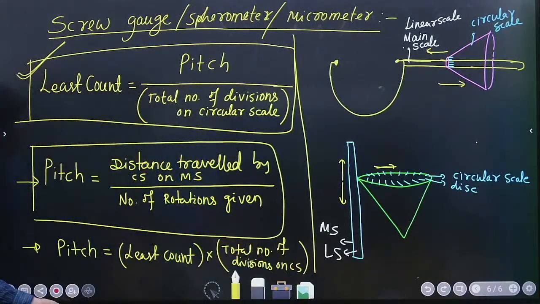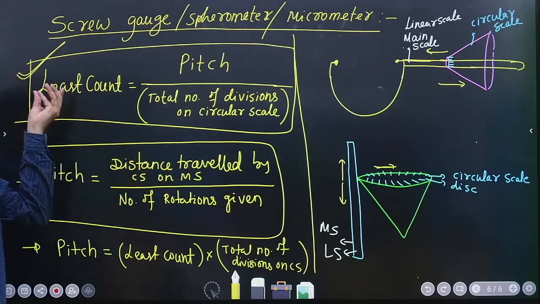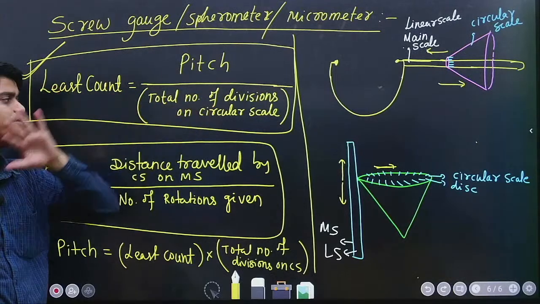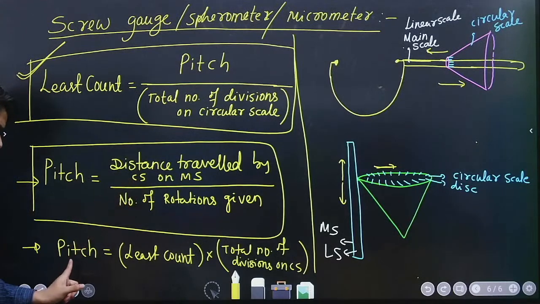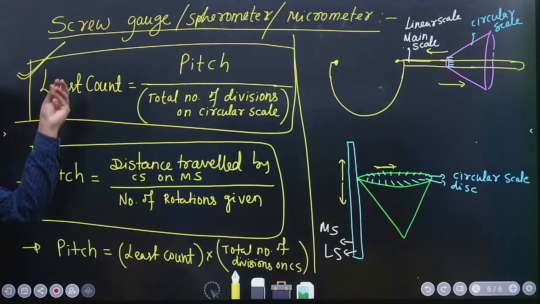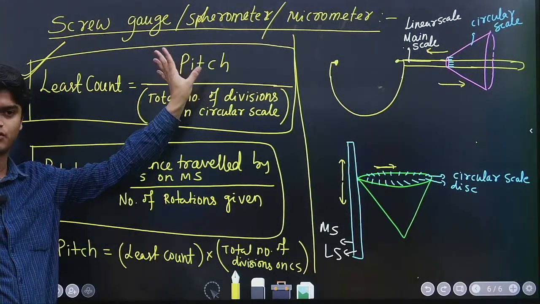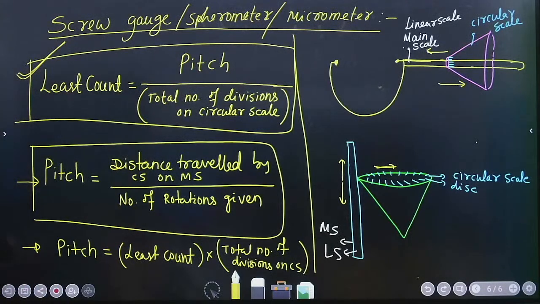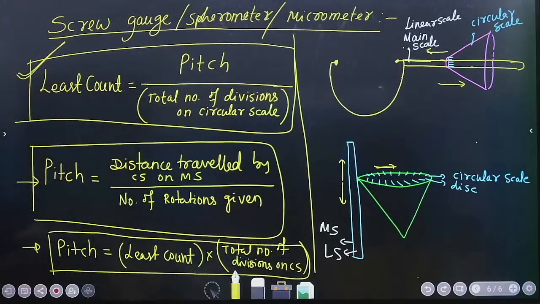It is not like that. To find the pitch, you always have to take the distance traveled, given or not. Suppose the least count is given and the number of divisions on the circular scale is given, then there is no need to use that formula. You can use least count into this one. If they are asking the least count and giving this type of things, then you can calculate the pitch. So always check. Remember 3 formulas, no worries. Sometimes least count is also given, and they are asking for the pitch.